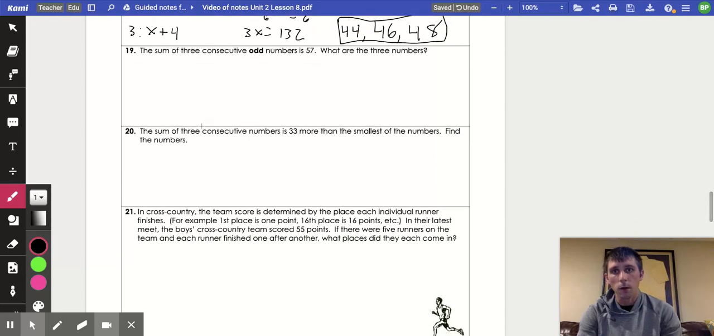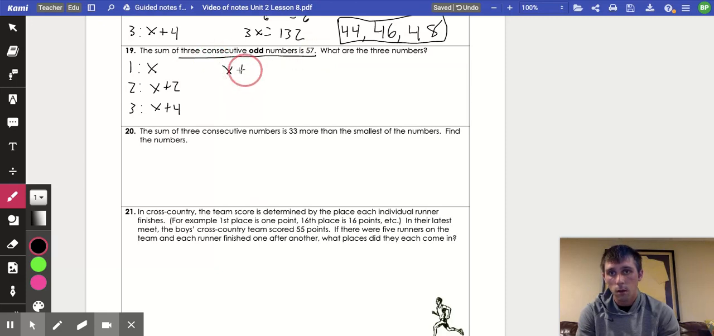The sum of three consecutive odd numbers is 57. What are the three numbers? All right, now we're dealing with odd, but it's just like the even problem. The first number is x. The second number is going to be x plus 2 to get to the next odd number. And then the third one, x plus 4.